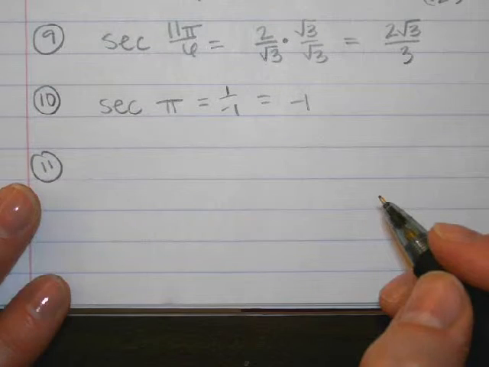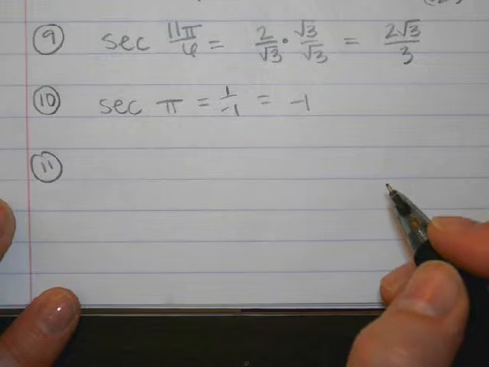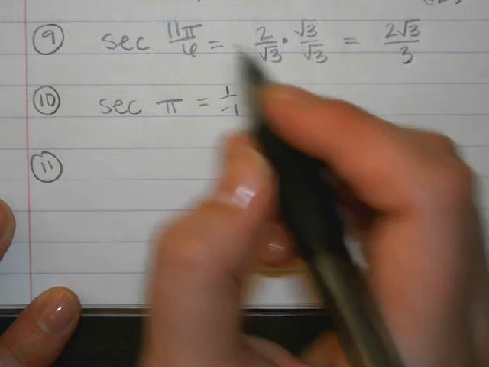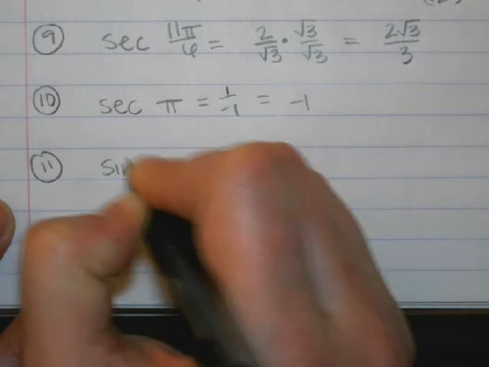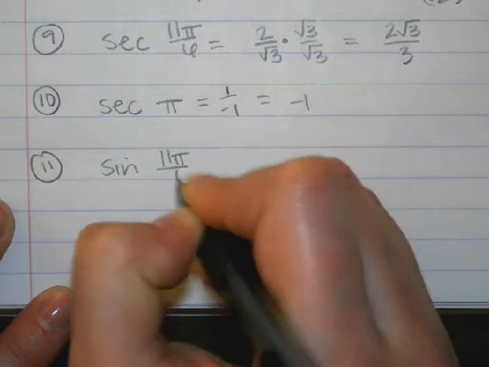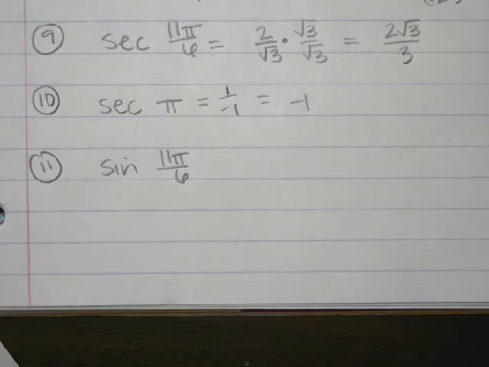All right, number 11. For this one, we're going to do sine of 11 pi over 6.